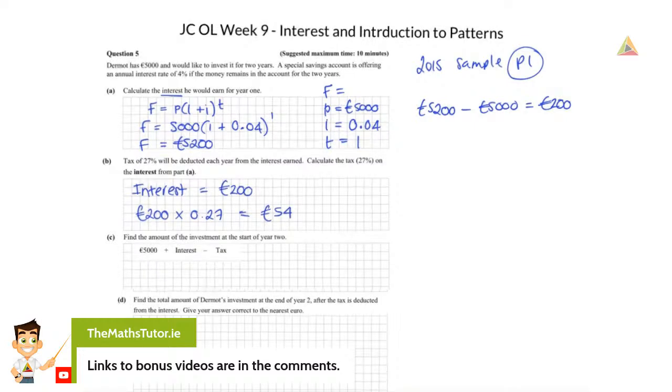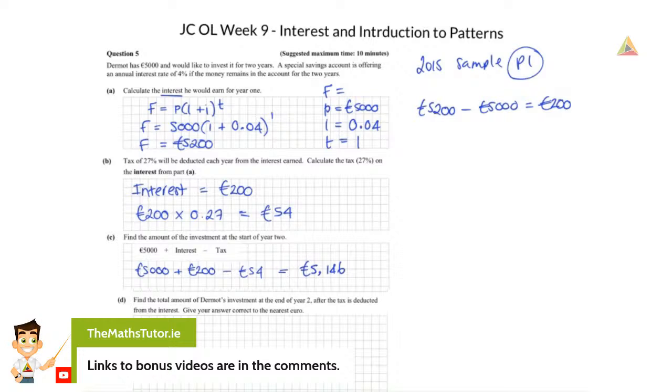So the tax on the interest from part A is 54 euro. Part C: find the amount of the investment at the start of year 2. Now, they've given you a calculation there, so it's going to be 5,000 plus the interest, which was 200, minus the tax, which is 54. And again, you literally put that into the calculator. So it's 5,000 plus 200 is 5,200 minus 54 will give you 5,146 euro.